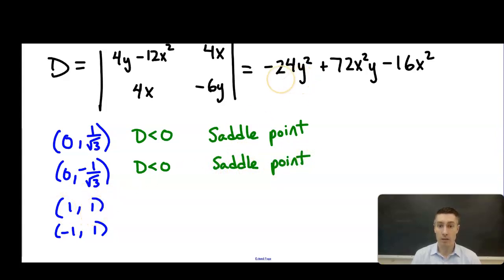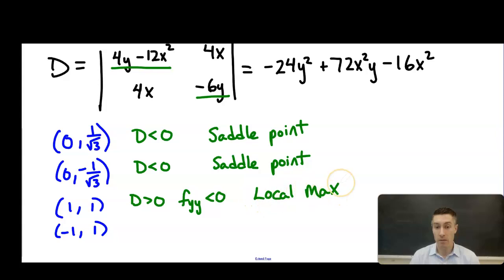1, 1, so that's going to be negative 24 plus 72 minus 16. So 72 minus 40, that's going to be positive. Then we have to decide to look at either the second order partial with respect to only x or with respect to only y. Again, the y one's a little bit easier here. So fyy, if y is 1, that's going to be negative. Okay, so that means that the cross-section is concave down, means all of the cross-sections are concave down. That point would be a local max.